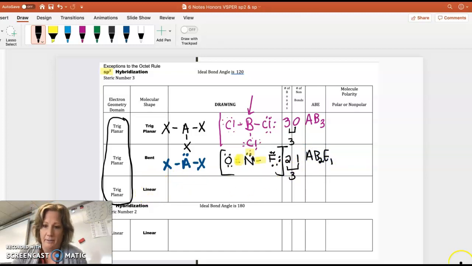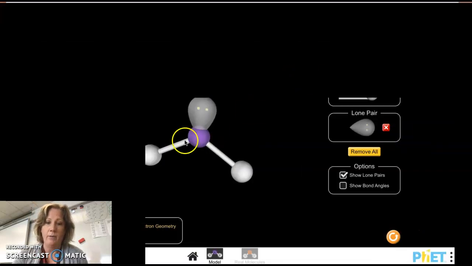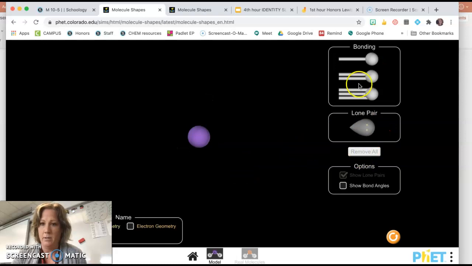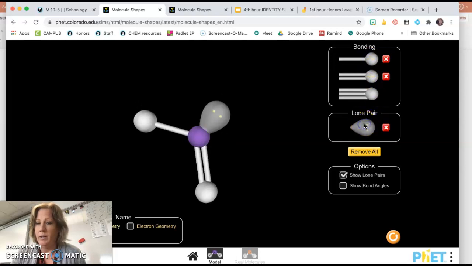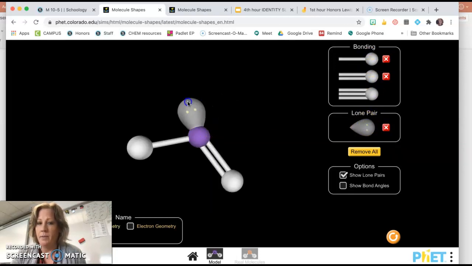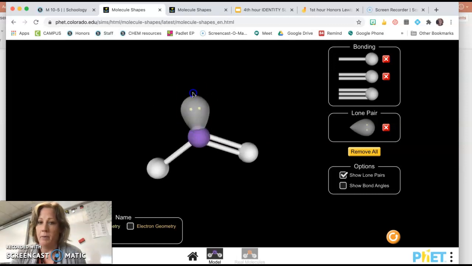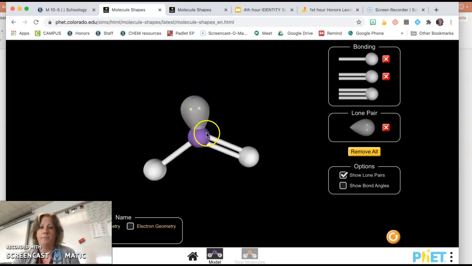And I can show you that on the PhET as well. So that would be, I'll clear it. So we would have one of them would be a double, one would be a single, and then 1 lone pair. So that's an example of the bent shape, and it's due to sp2 hybridization.